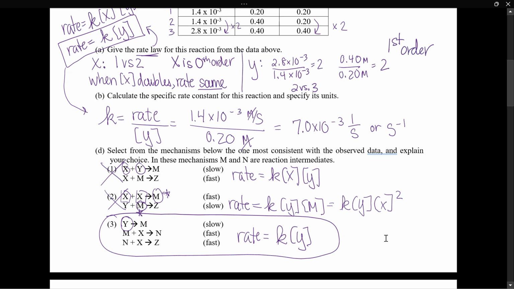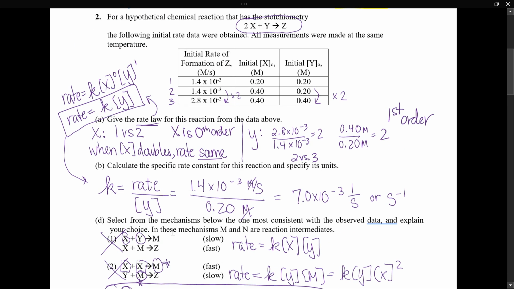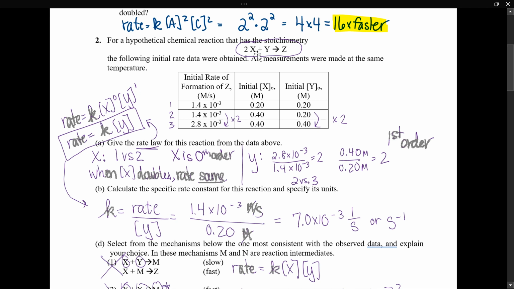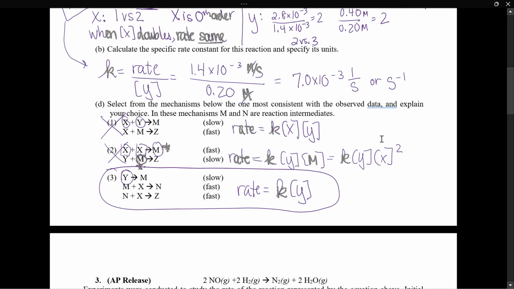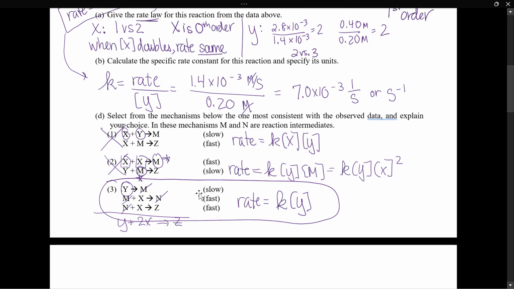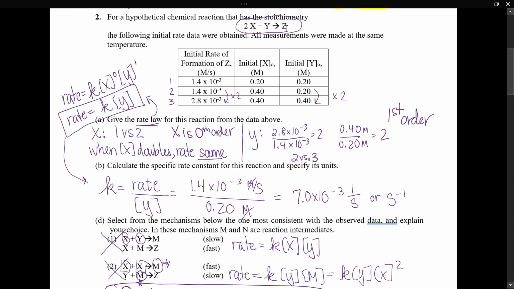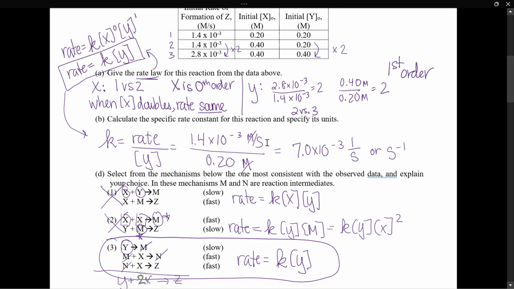The other thing I should check, to make sure this is a valid mechanism, is that it adds up to the overall reaction. Remember, this right here is the overall reaction. So let's test that out as well. If I add these all up, I'll notice the m's cancel out, the n's cancel out, and what we've got left is y and two x's make z. And if I scroll up here, y and two x's make z. Cool, that matches my overall stoichiometry of the reaction. So this does seem like a valid mechanism for how this reaction would be occurring in real life.